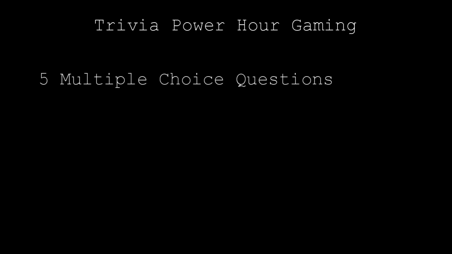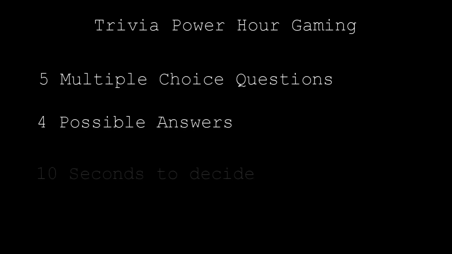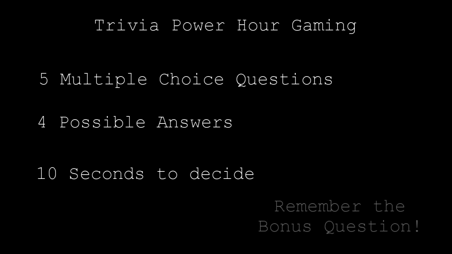I'll ask you 5 multiple choice questions, each with 4 possible answers, and give you 10 seconds to decide before revealing the correct choice. If you want a better chance at answering the random bonus question at the end, make sure you pay attention to all the answers because one of them will be the correct answer for the bonus question, for which I don't list any possible answers.